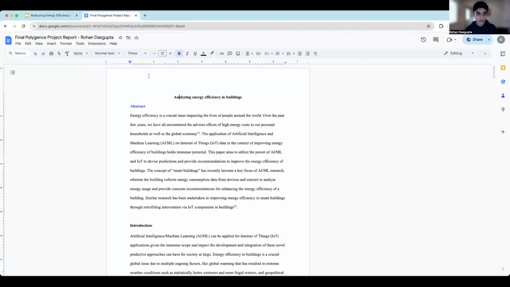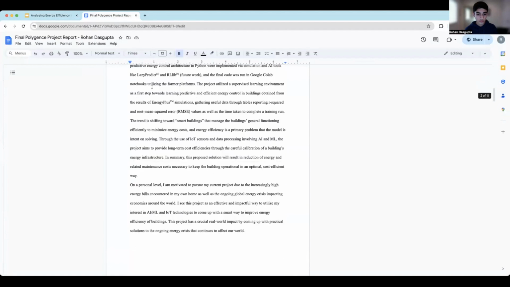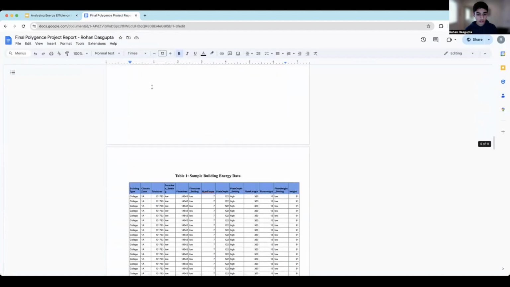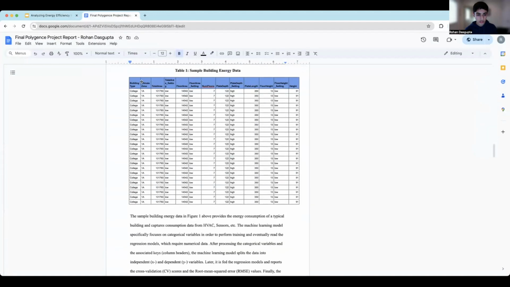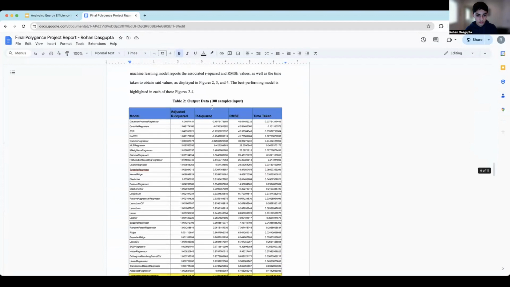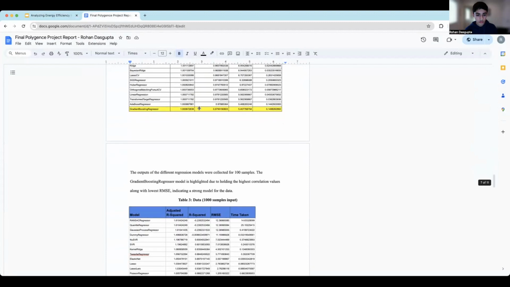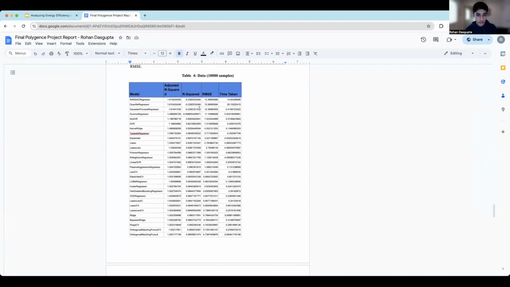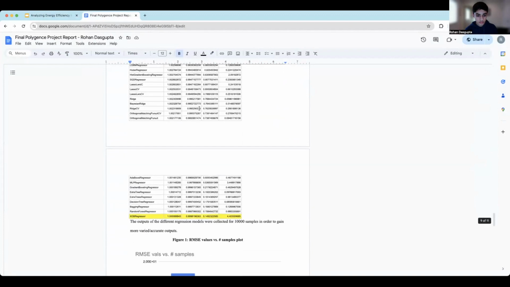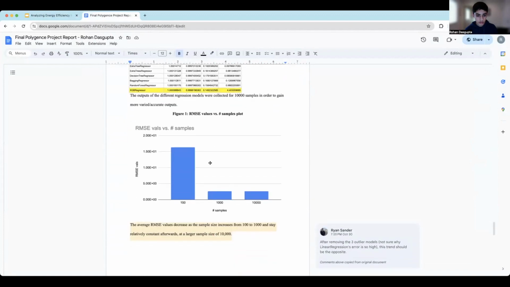Additionally, you can also refer to my paper over here, where I also had a lot of the same charts. This is slightly larger than the chart I gave for the building energy data. And you can see the output data for 100 samples, 1,000 samples, and 10,000 samples, which again are reflected over here.